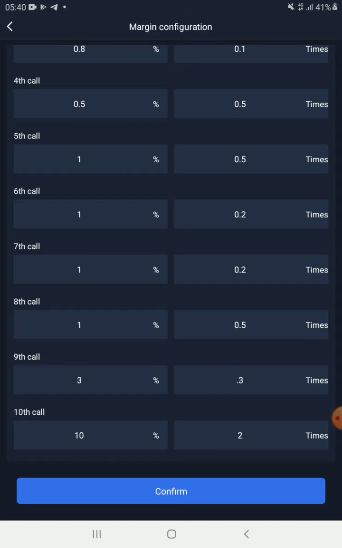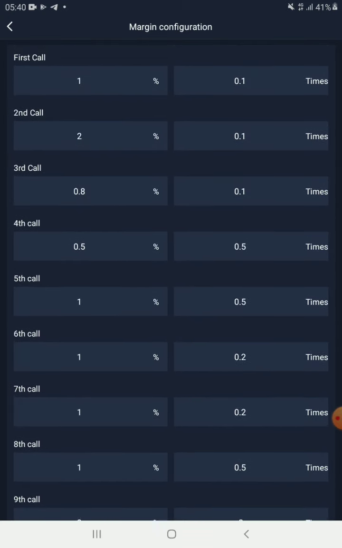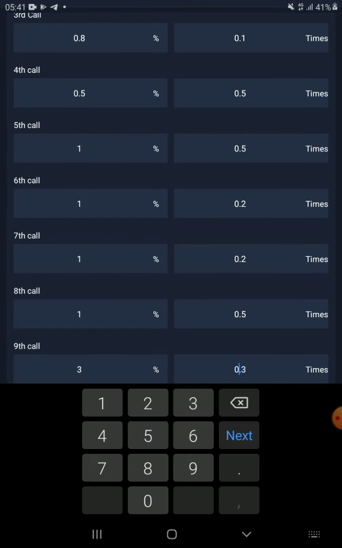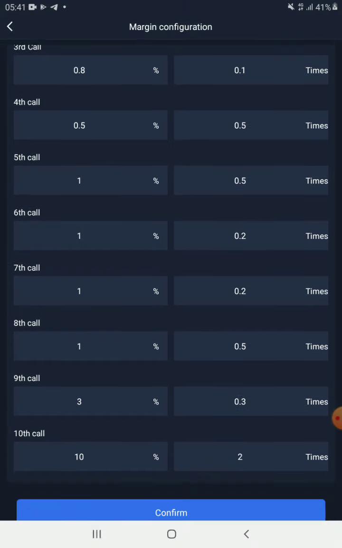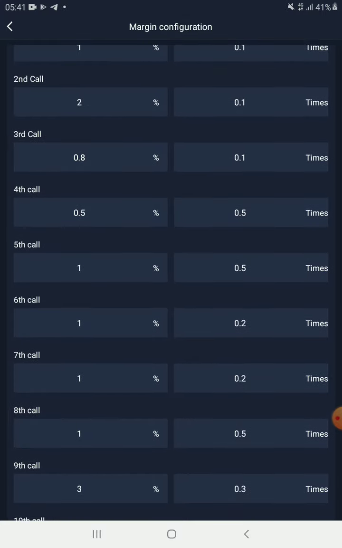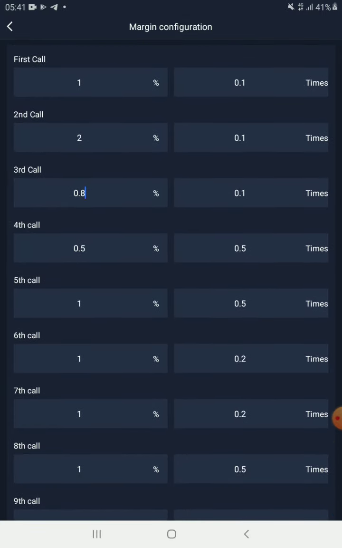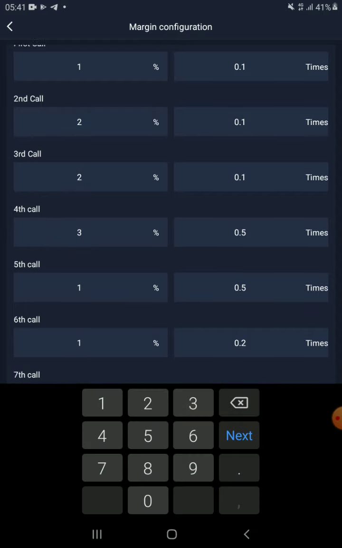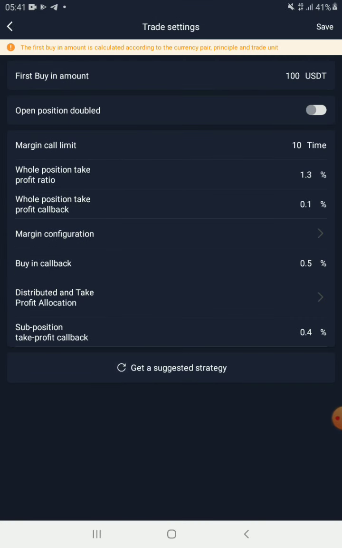There's 1%. See what it says. Okay, margin call cannot be less than 1%. Okay, is it 2? Okay. So we have done that, and basically we have done the needful.